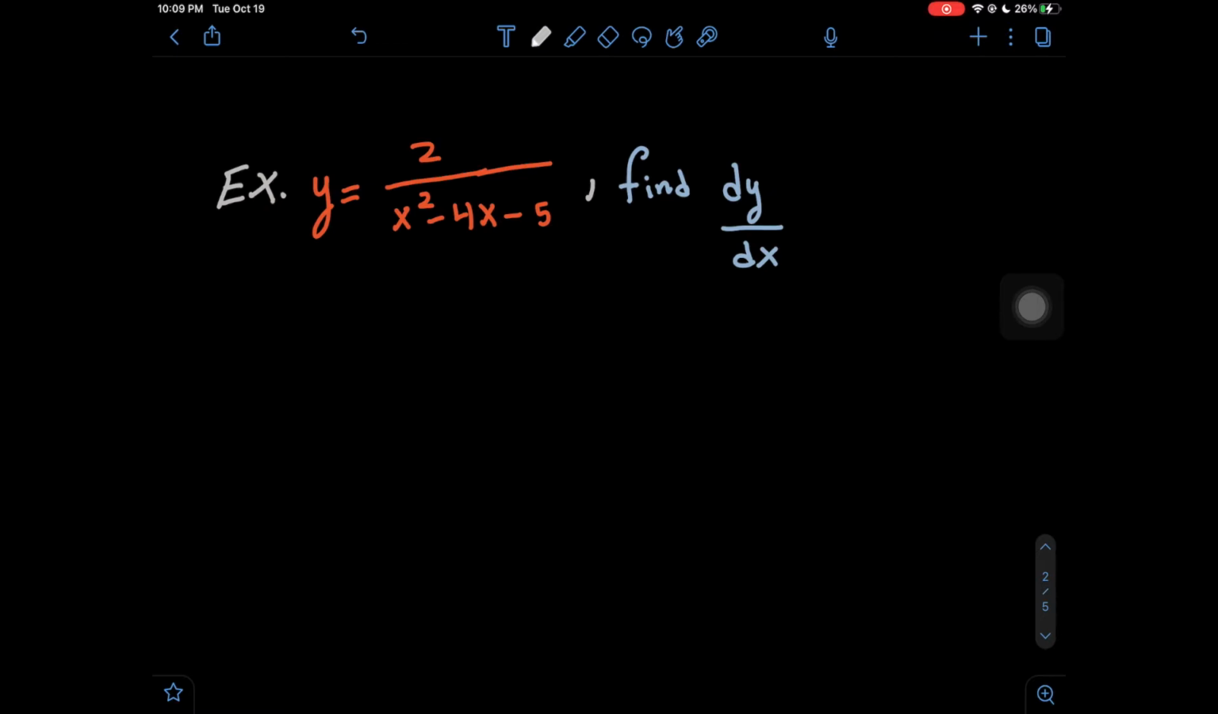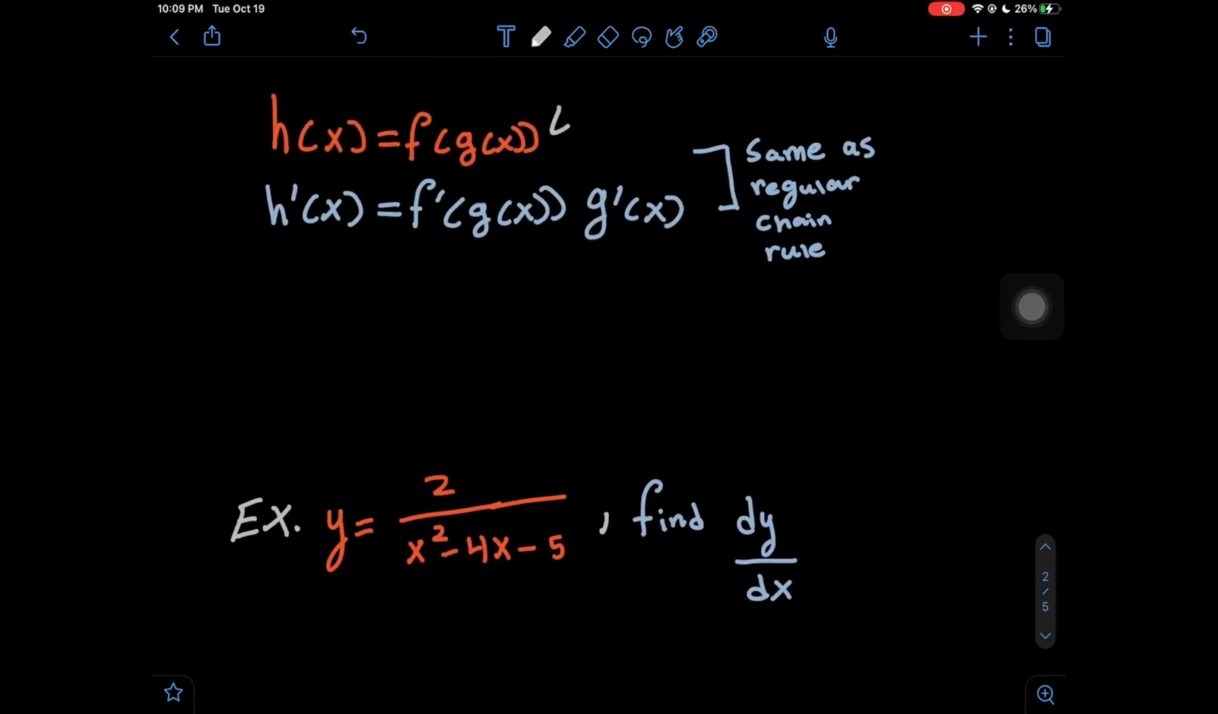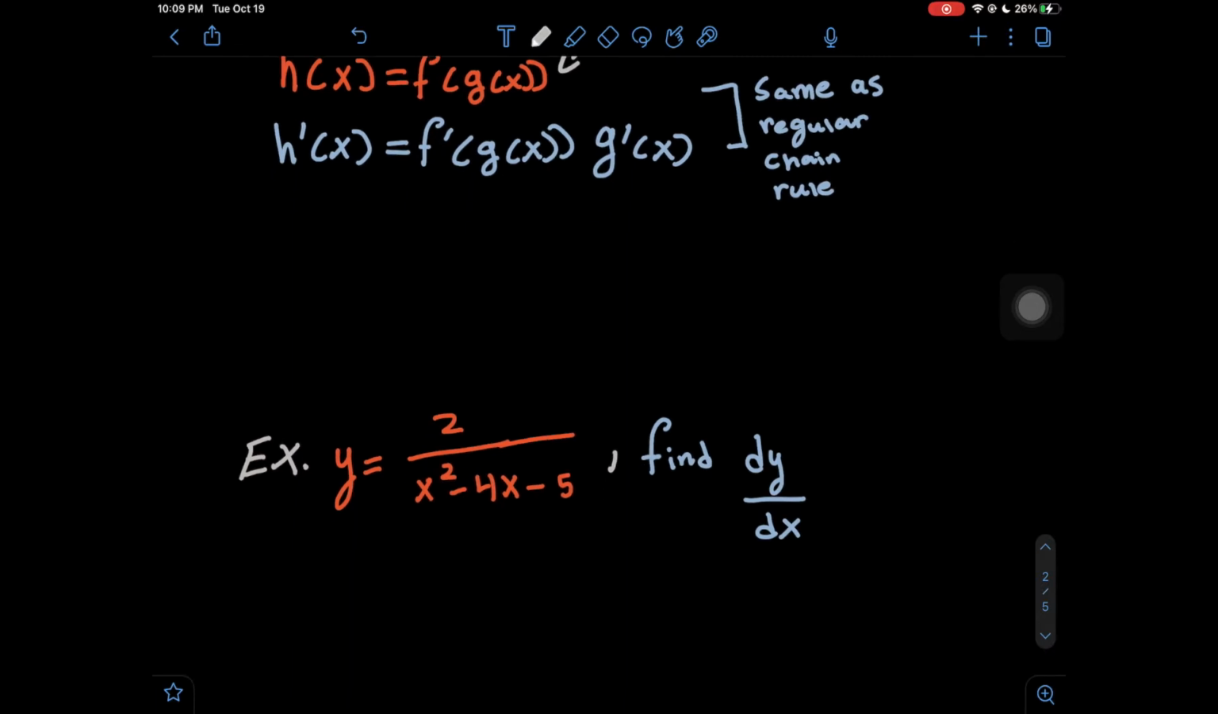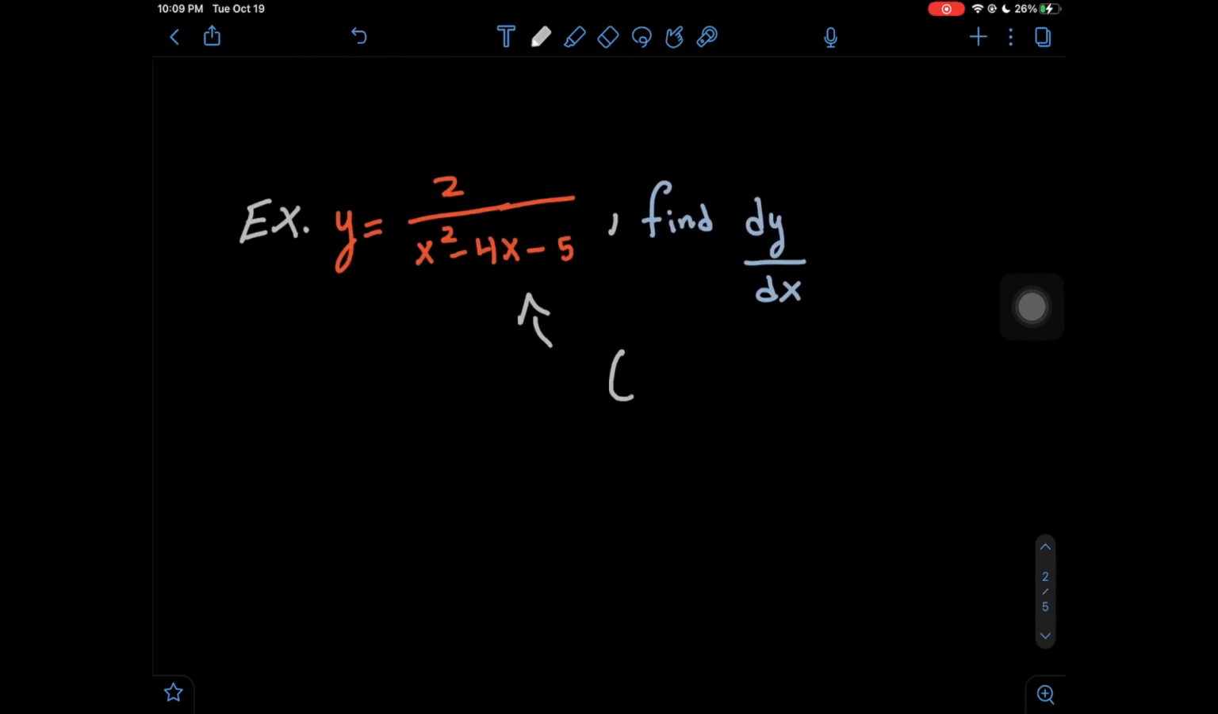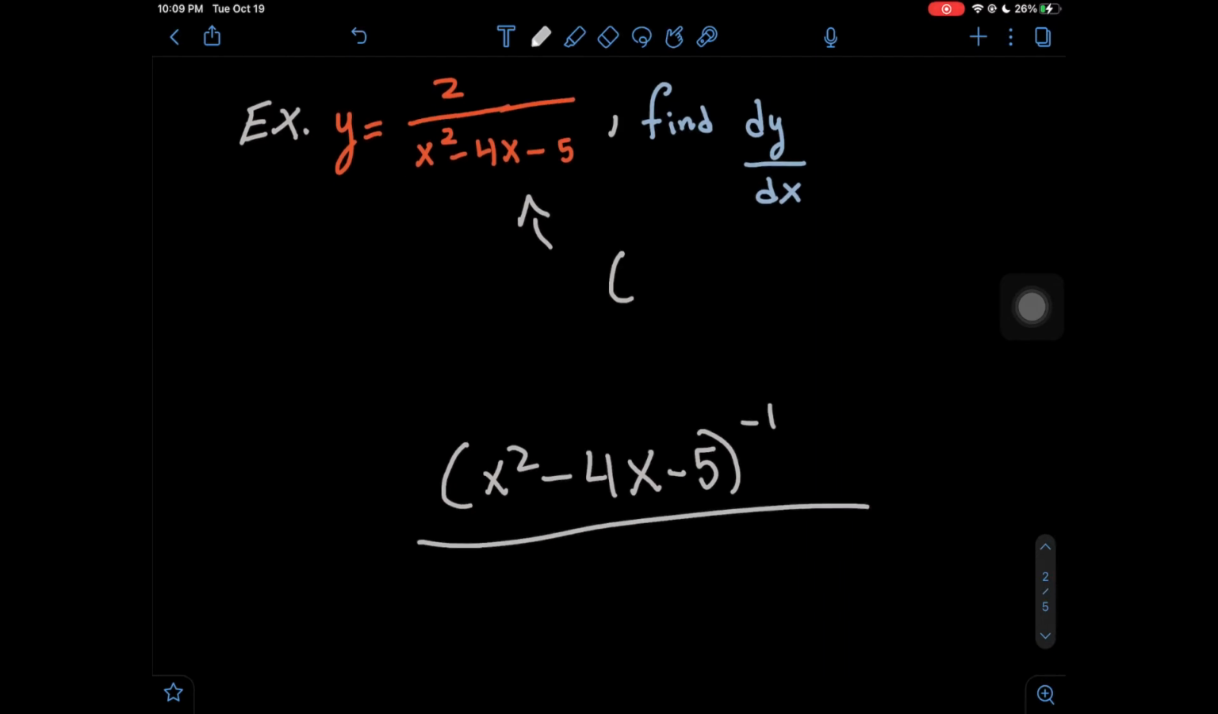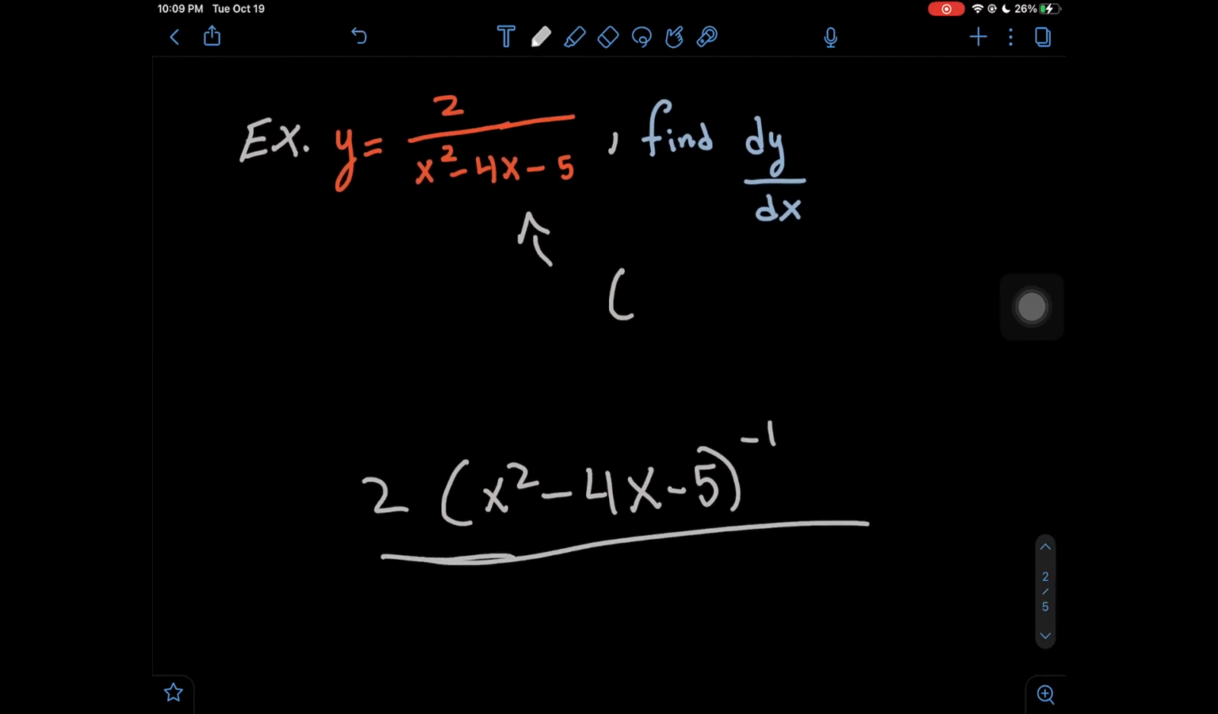Our example in this question is y equals 2 over x squared minus 4x minus 5, and we're trying to find dy over dx, or the derivative of this equation. Well, we can see that we're not really in this form yet. But to get in this form, remember, if anything's in our denominator and we raise it to the power of -1, it can automatically go into our numerator. So we're going to do x squared minus 4x minus 5 to the power of -1, and now it's in our numerator. And we already have a 2, and this is just all over 1, so it doesn't really matter because we don't have a denominator anymore.